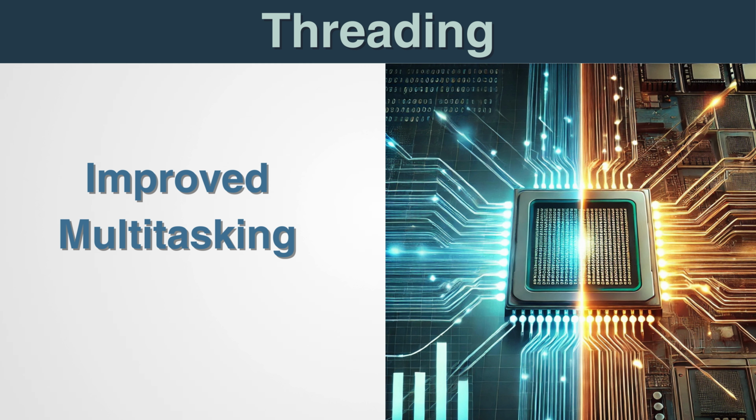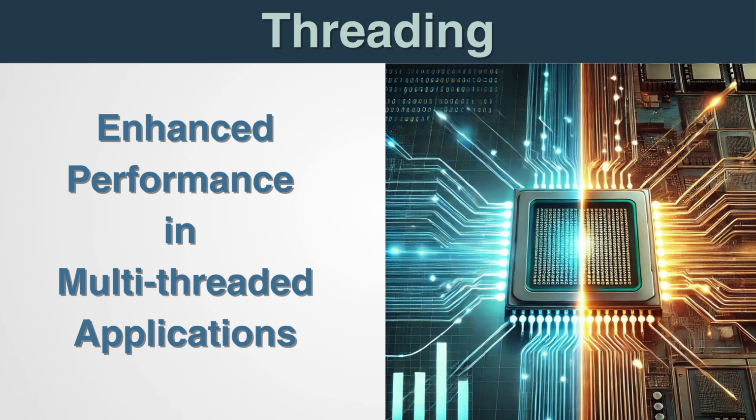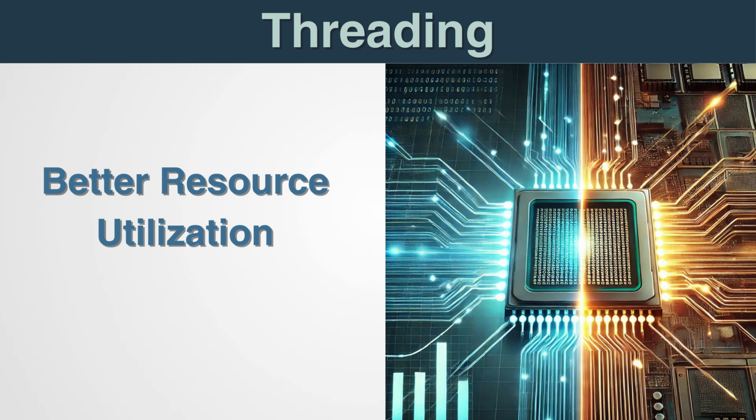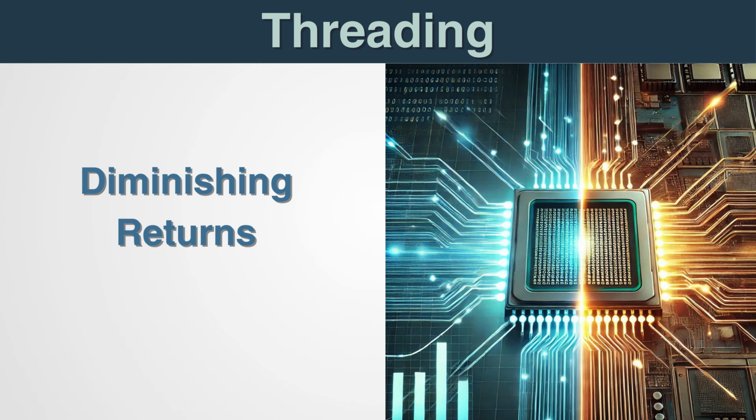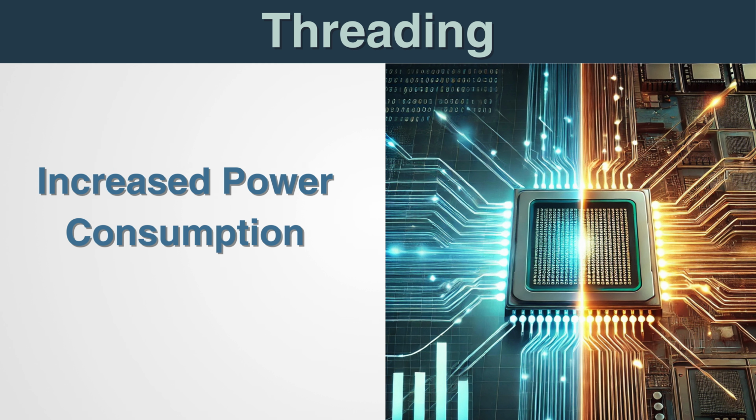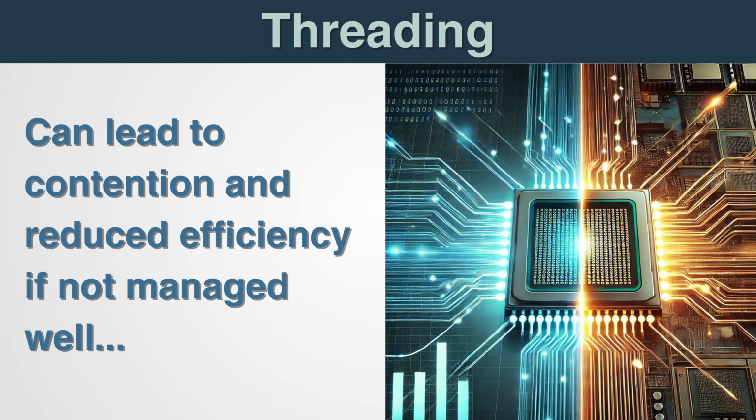More threads mean more tasks can be processed concurrently. Software like video editing, 3D rendering, and server applications benefit significantly, and idle CPU resources are used more effectively. There are, however, some limitations. Not all tasks benefit equally from threading. Some workloads are just inherently single-threaded. You also have increased power consumption. More threads can lead to higher power usage and heat generation, and threads share CPU resources, which can lead to contention and reduced efficiency if not managed well.